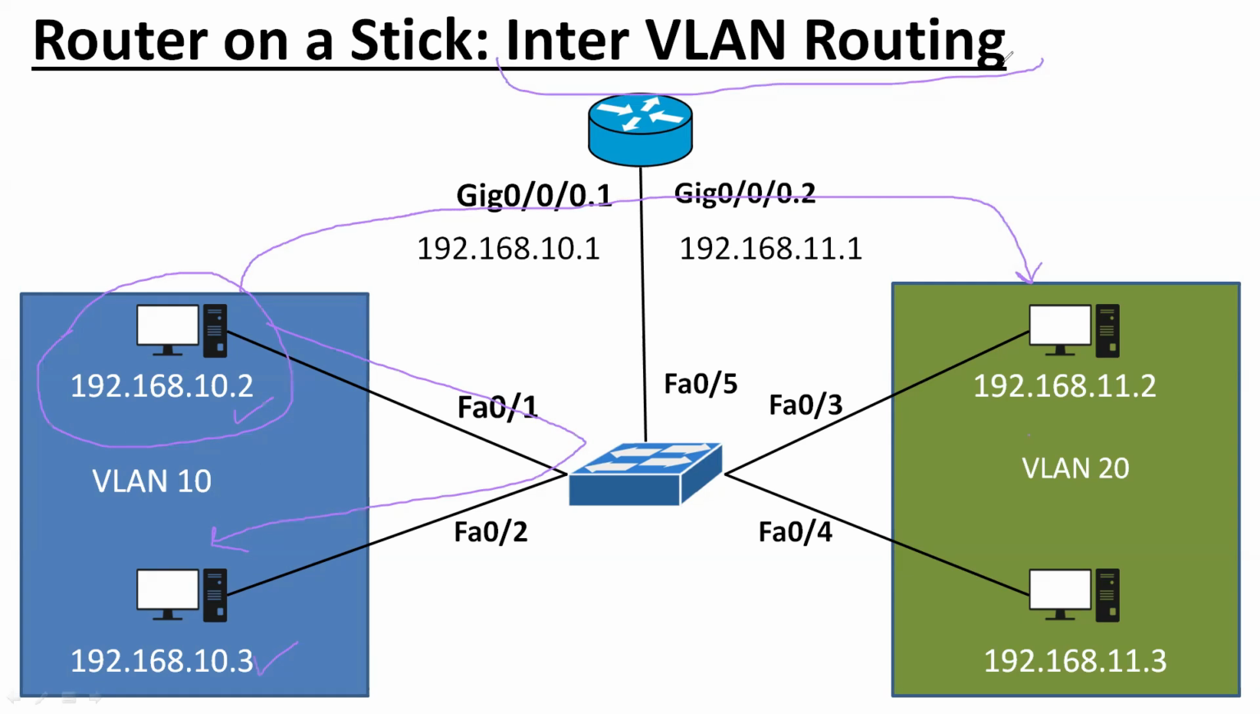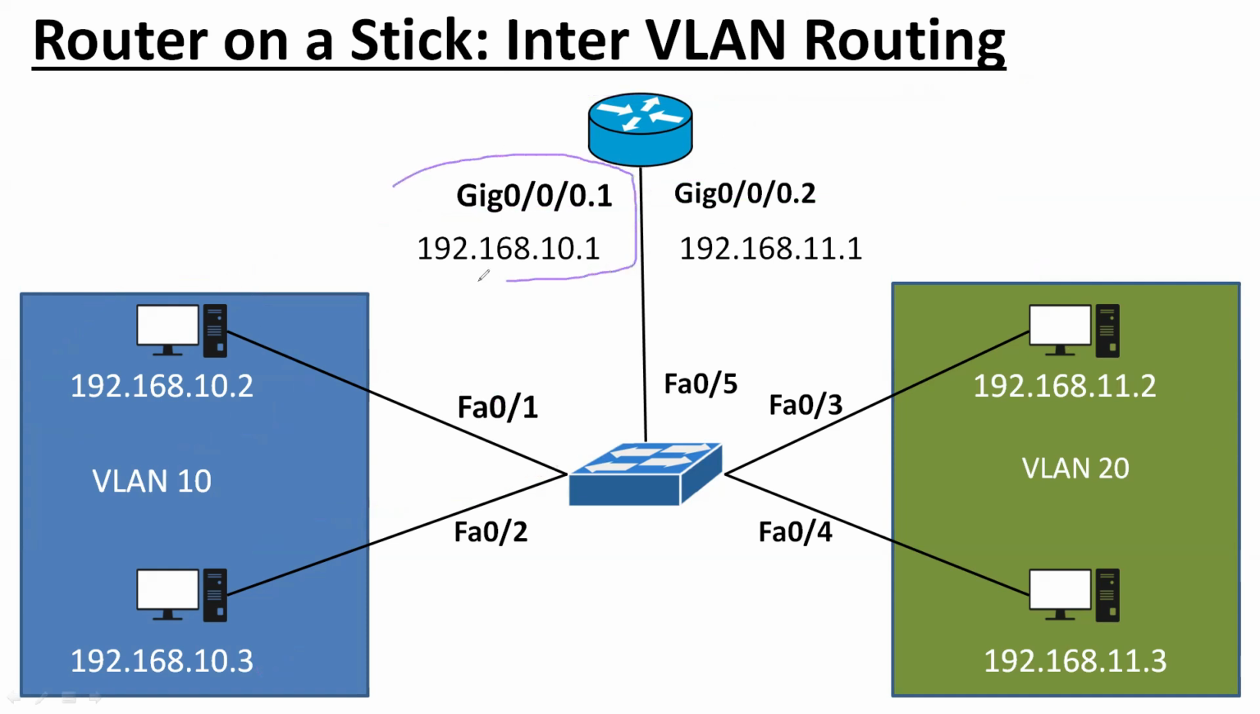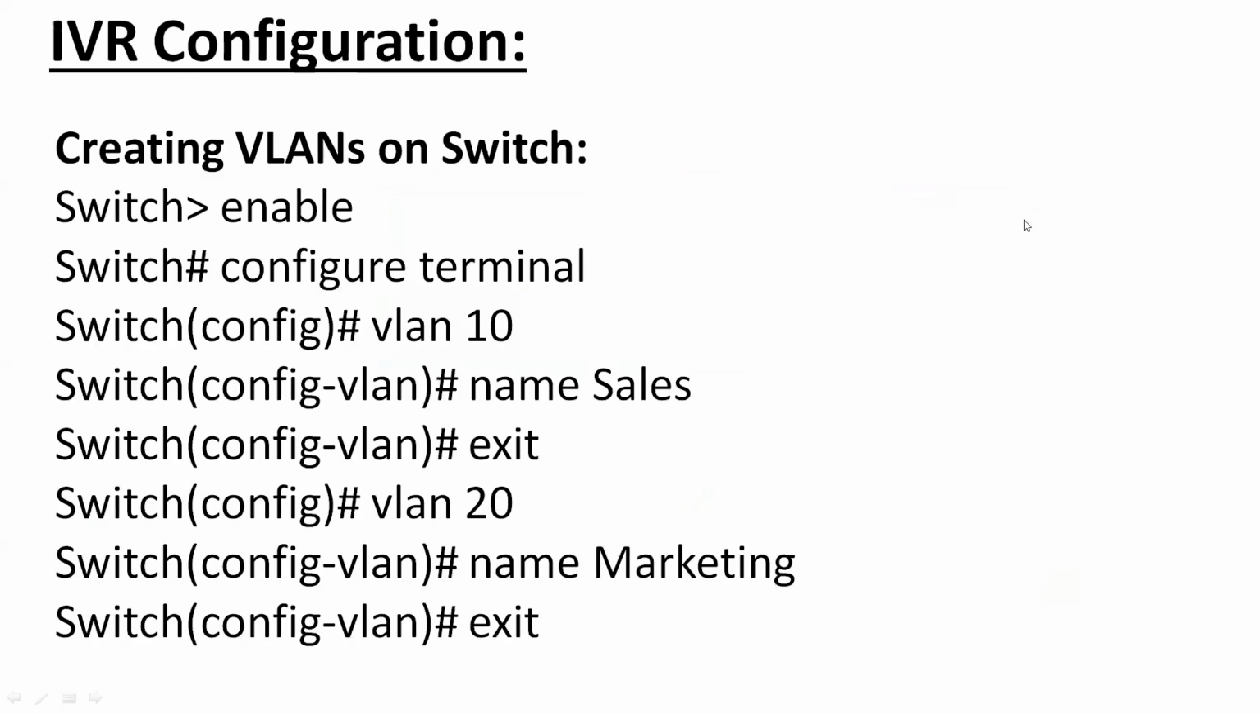Inter-VLAN routing. That is why we have to configure inter-VLAN routing on this router by creating two sub-interfaces. 192.168.10.1 will become the gateway for this network, and 192.168.11.1 is created on sub-interface gig 0/0/0.2, which will be done on this side for this VLAN. We will do that. Now let's talk about the configuration part of inter-VLAN routing.